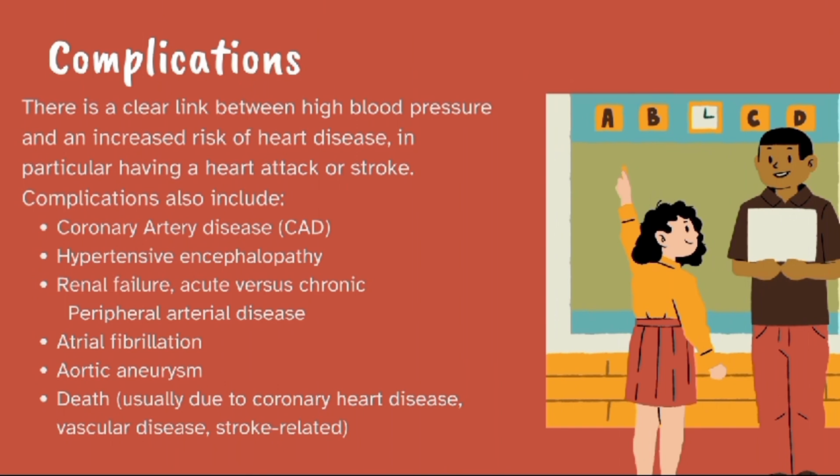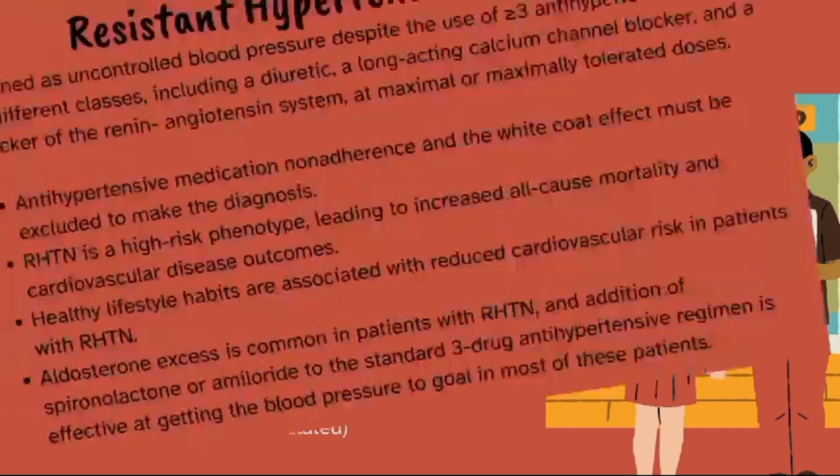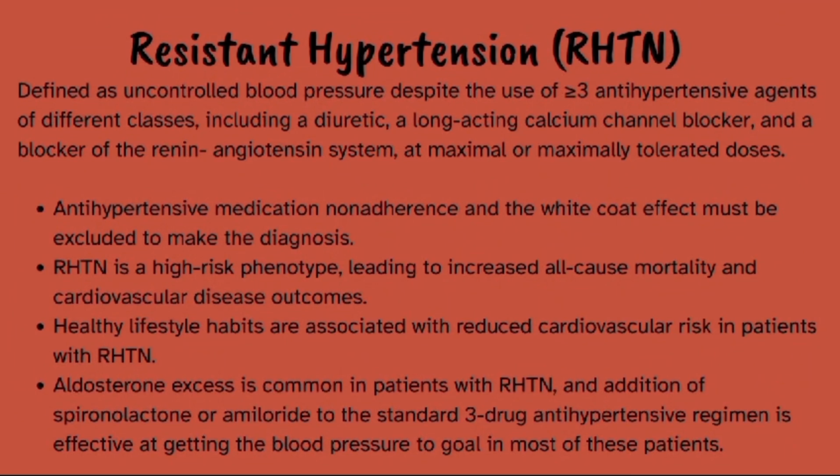Complications. There is a clear link between high blood pressure and an increased risk of heart disease, in particular having a heart attack or stroke. Complications also include coronary artery disease, hypertensive encephalopathy, renal failure, acute versus chronic peripheral arterial disease, atrial fibrillation, aortic aneurysm, and death, usually due to coronary heart disease, vascular disease, or stroke related.